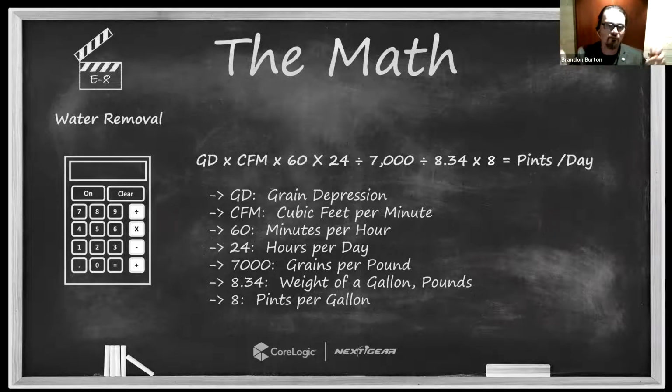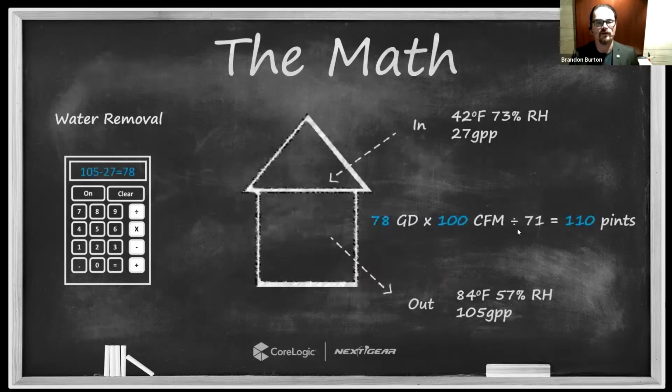We'll call it a grain depression. So that grain depression times the volume you're doing it at, the CFM, and then minutes in an hour, hours in a day, grains in a pound, weight to a gallon, et cetera. We can do some math with that and turn it into pints. What we learned to do in that episode was to simplify minutes and hours, et cetera, into a single number. And what we learned to calculate was grain depression times CFM divided by 71 is pints per day, right?